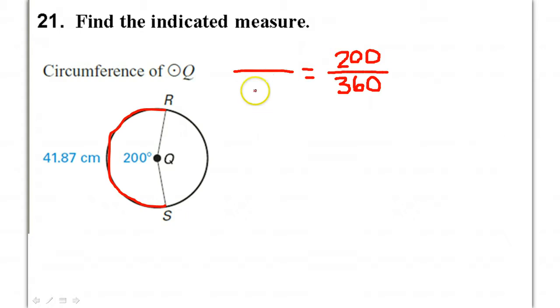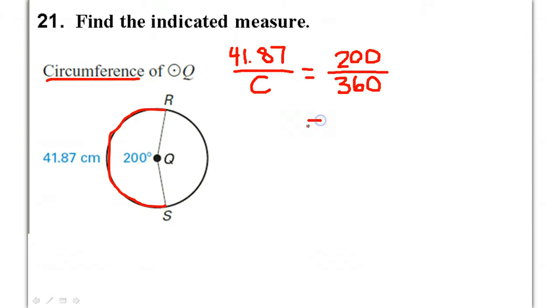Now when I do part over whole length, what am I going to put on this side of the fraction? Hopefully you understand that the partial length is this arc length. So I'm going to put 41.87 here because that is the partial length. That goes over the whole length of the entire circle. That's called the circumference. That's what we're supposed to find. We don't know it, so I'll put a C. Always put C for circumference instead of using X.